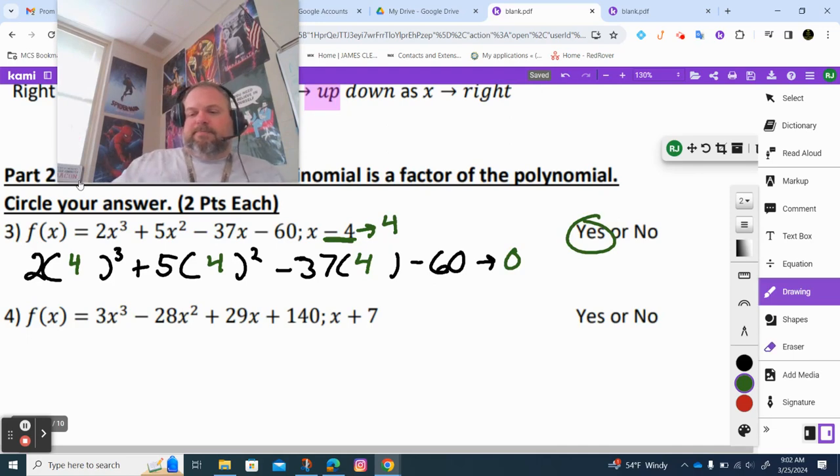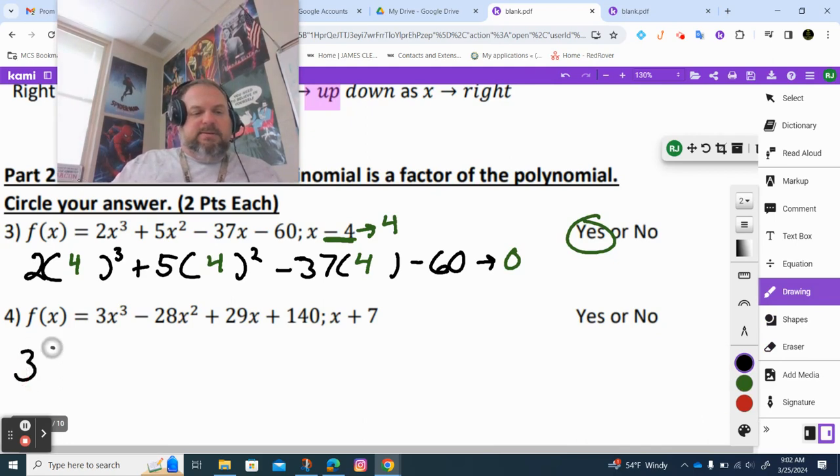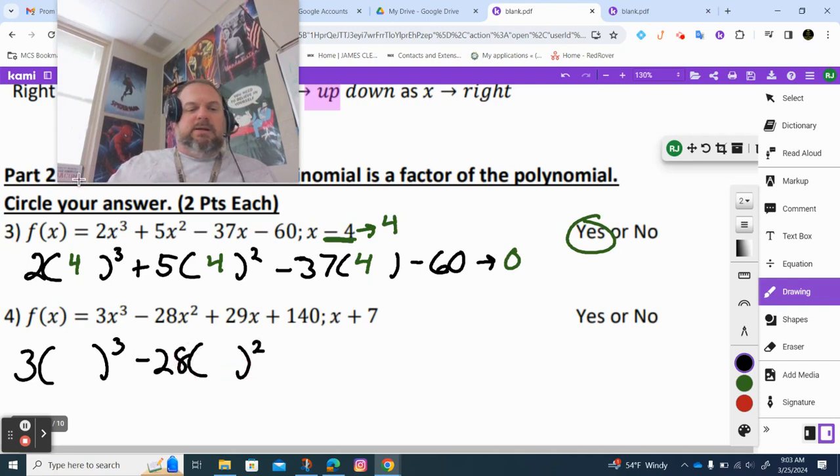Okay. And then for the next one, third minus 28x squared plus 29x plus 140.